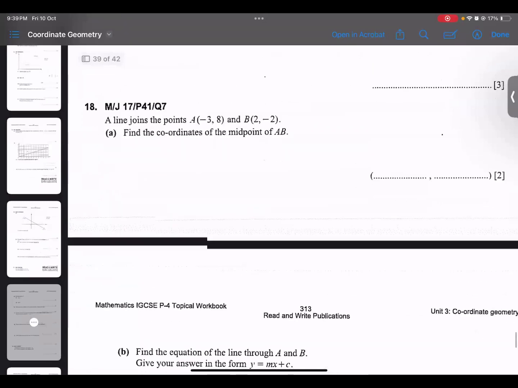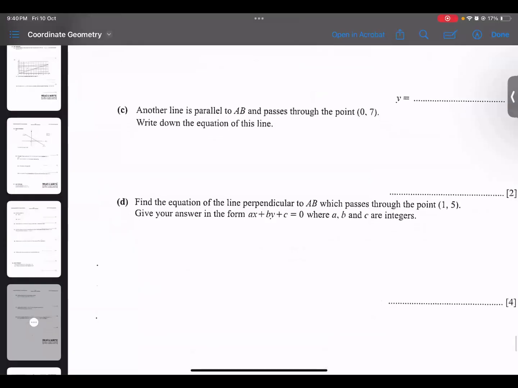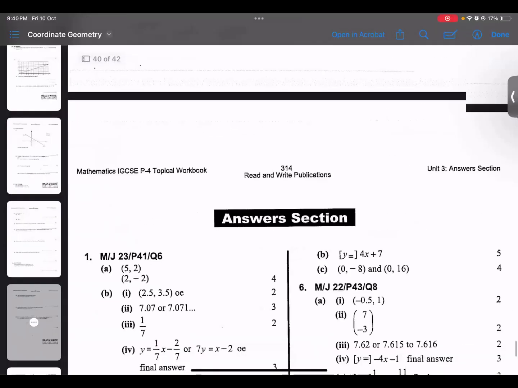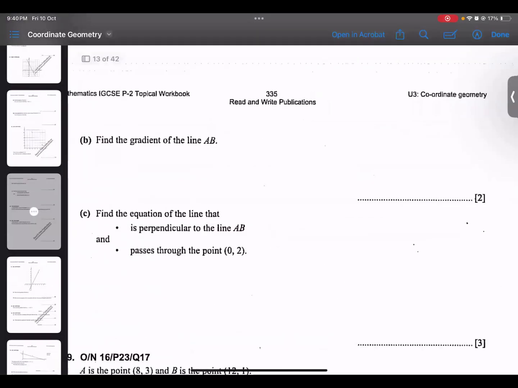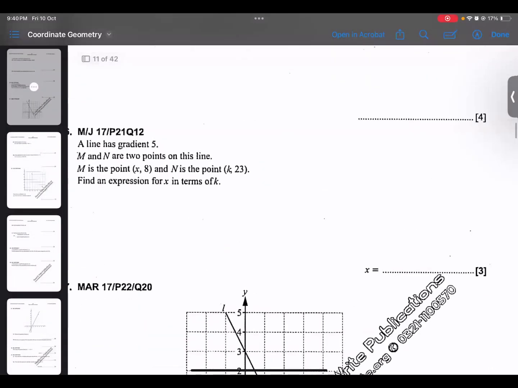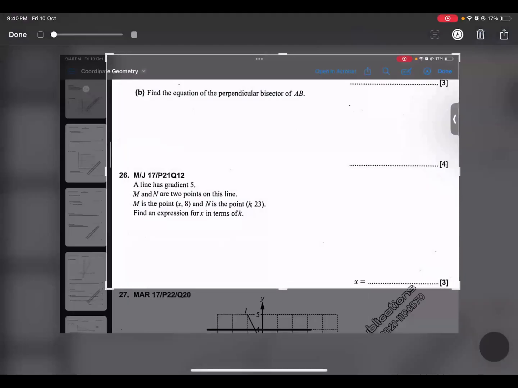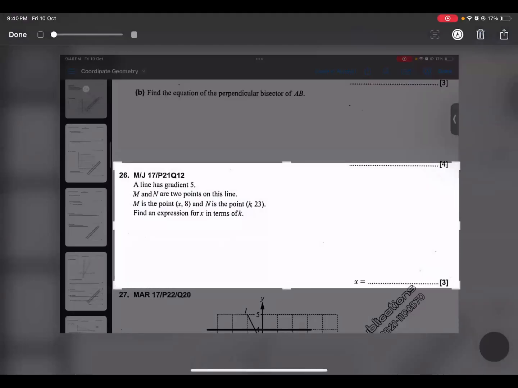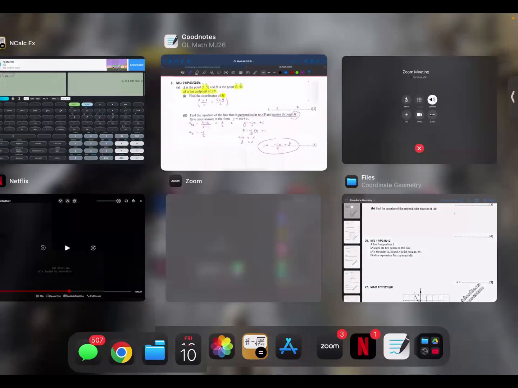I don't see any difficult questions. It's finished. Okay, this looks good. A little bit different type of question from coordinate geometry. Perpendicular bisector is done. You people just have to do the practice.